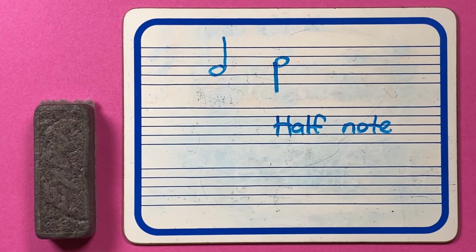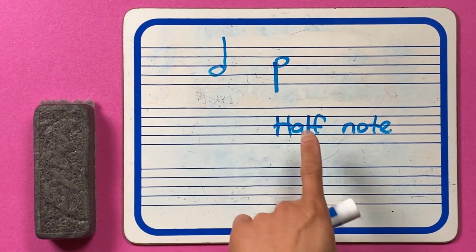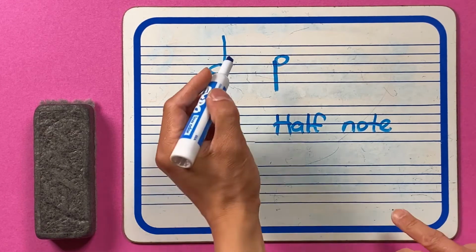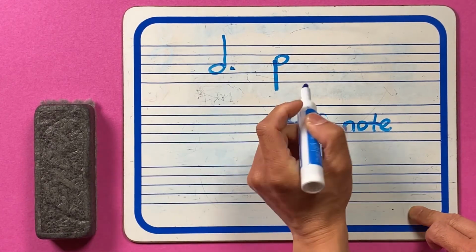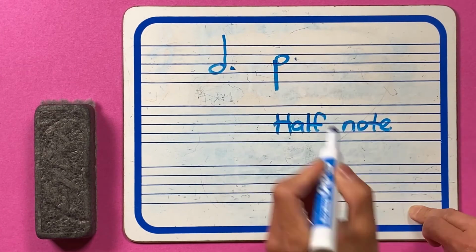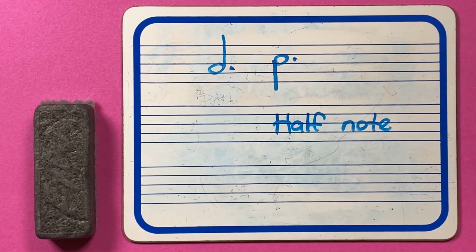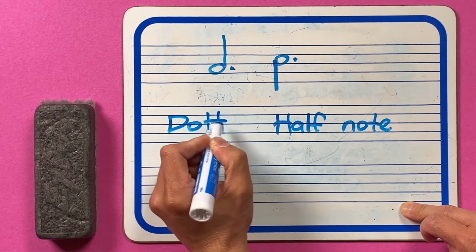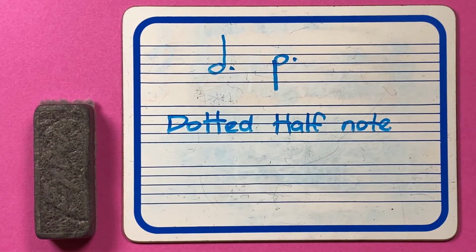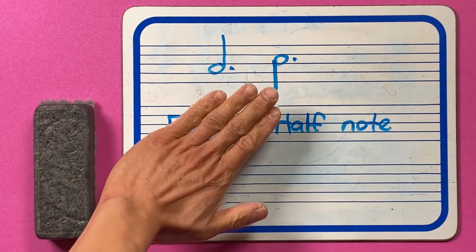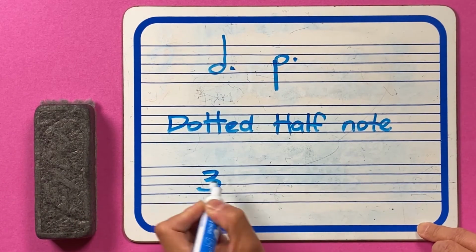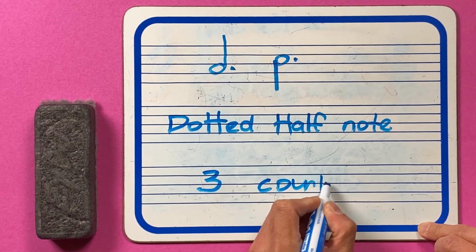counts. Now we just learned about a half note. And a half note is 2 counts. Here is a new note. It's got a dot next to it. And because of the dot, this note is called a dotted half note. If a half note is 2 counts, with a dot, the dotted half note is 3 counts.